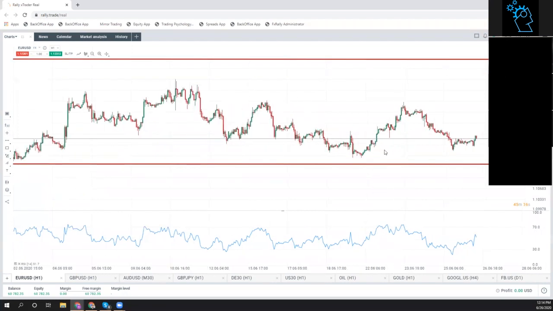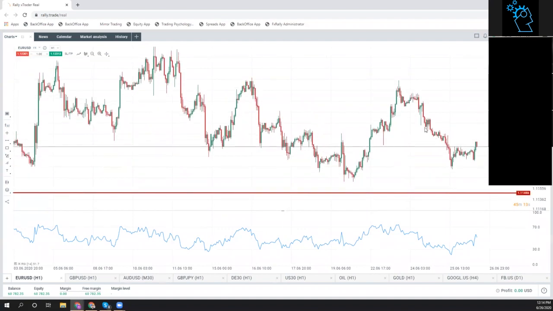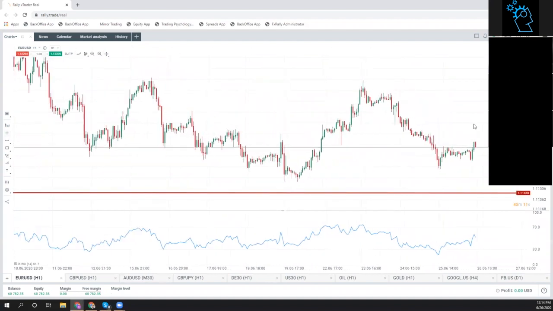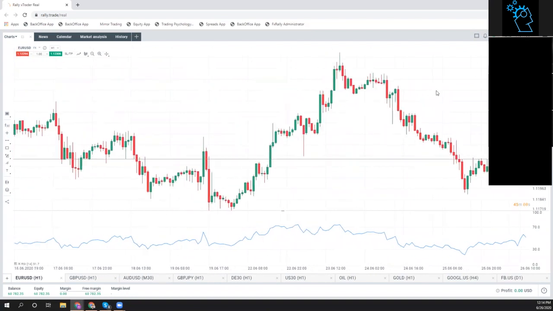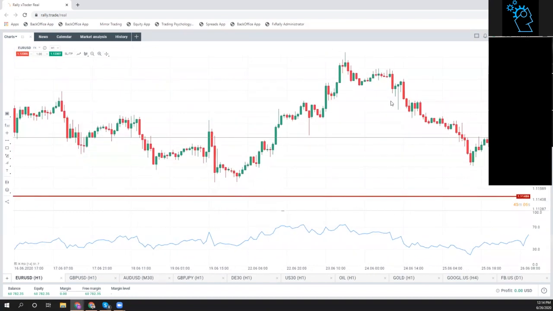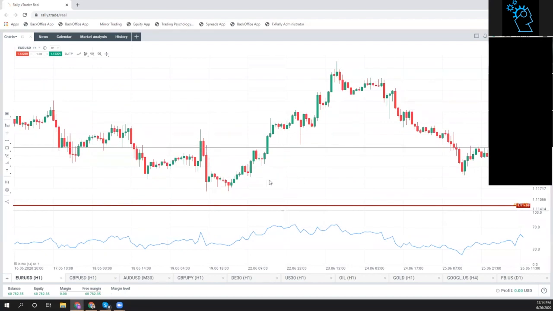Basically, let me give you an example. I believe right here we have one exactly. So let me zoom in a bit. We should be looking for a divergence when the market is on an uptrend. As we can see here, we have an up move. Now this up move actually makes higher highs. Of course, we also have higher lows, and so on and so forth.